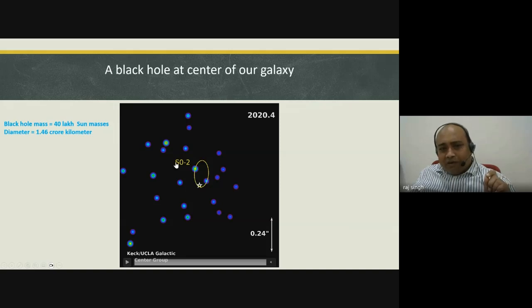So if we know the motion of 2-3 stars around it, we can estimate the mass of this black hole. So what is the mass of our black hole? It is called Sagittarius A, which is in our galaxy. It's a 40 lakh times of our sun masses. Its diameter is around 1.46 crore kilometer.